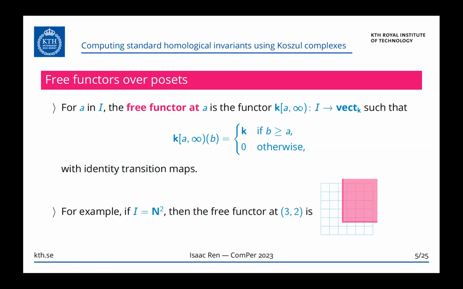As a visual example, I will be looking a lot at this poset, the grid N squared, or maybe some finite grid, usually a 6x6 grid here. In color are the points where we have a space of dimension 1, and where it's not colored, we have dimension 0, with identity maps between the colored parts. This will be useful, hopefully, for some intuition.